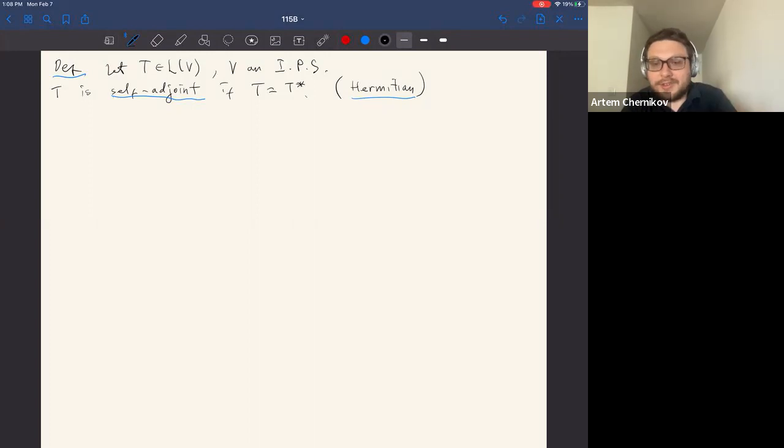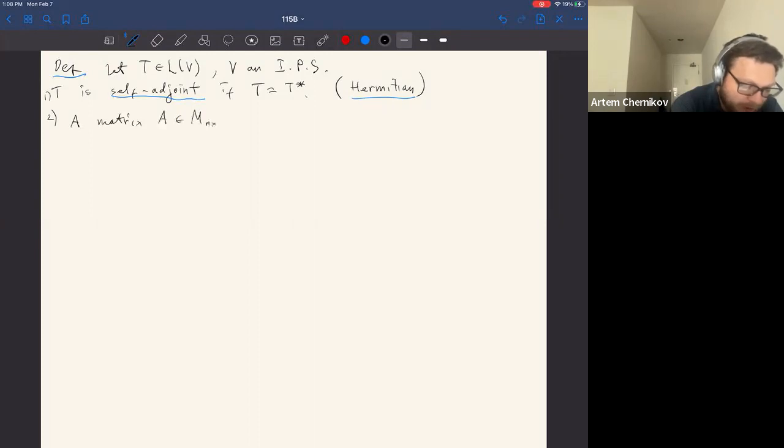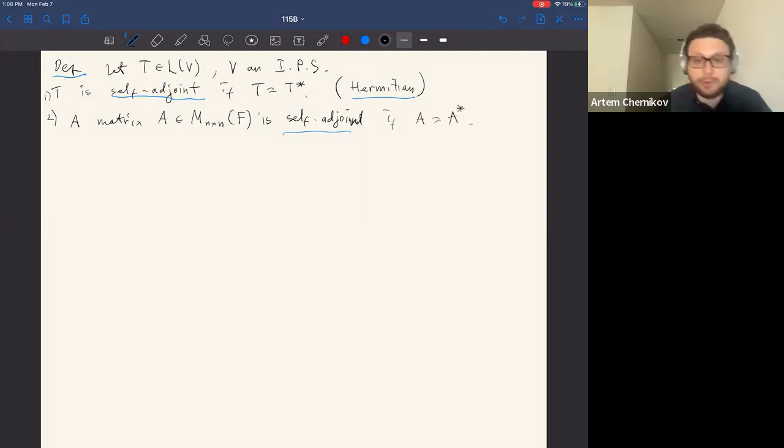Okay, so you see this is a certain property that a linear operator may or may not have. And similarly, we will also define self-adjointness for matrices. As usual, we have the analogous definition. So we will say that the matrix A, a square matrix, n by n, over F, is called self-adjoint if we have the same condition. So A is equal to its complex conjugate transpose, or its adjoint as a matrix. Yeah. Okay, so we have this new notion.